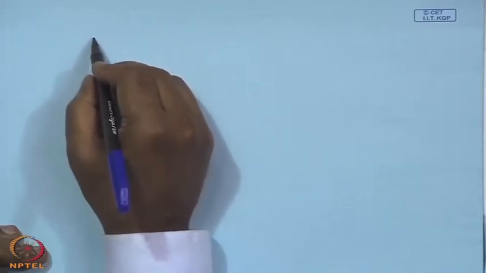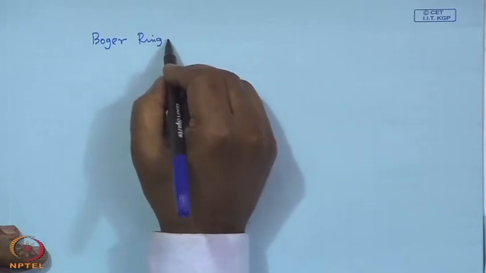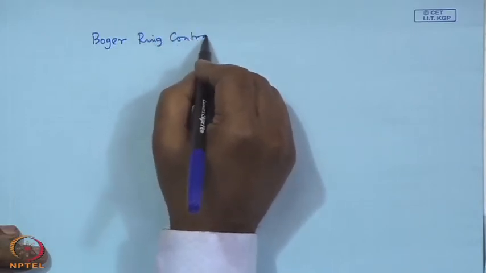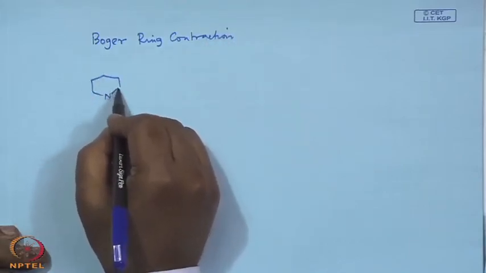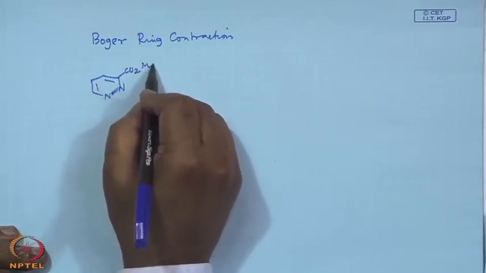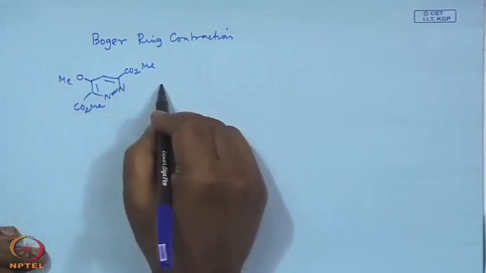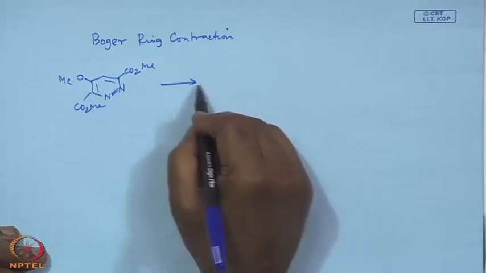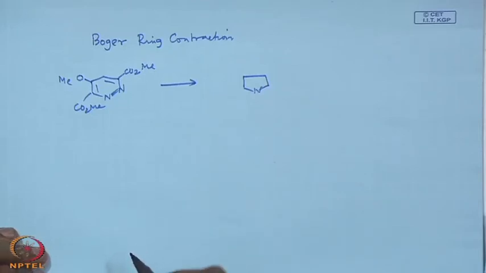Next example I will show you something quite interesting. This I would name, although it was discovered by somebody else, it should be named as Boger's ring contraction. What is it? See, if you have pyridazine, 1,2 nitrogen, and then ester group here, ester group on the other side, and then methoxy in one step. It is a very beautiful reaction though. We have been trying to do it, so far we have not reached the point.